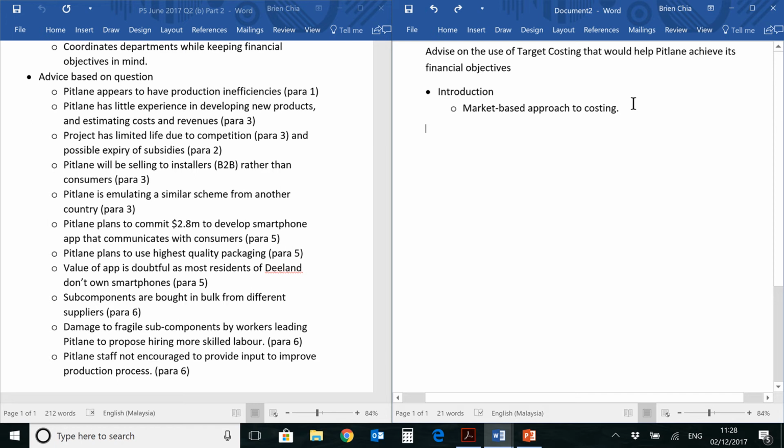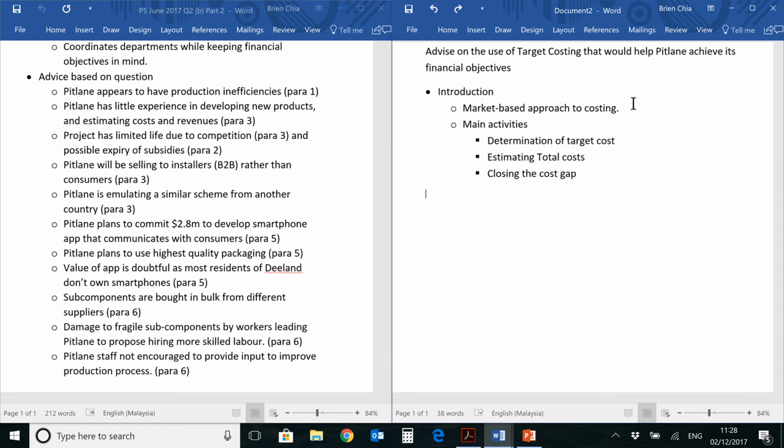So we will be having 3 different headers over here. These are the 3 steps that we apply when we're trying to use target costing. First of all, we need to determine target cost. We need to estimate the total cost to produce, and the difference between target cost and total cost, we will need to close the cost gap. So I'll be using these 3 lines as my headers in my answer.